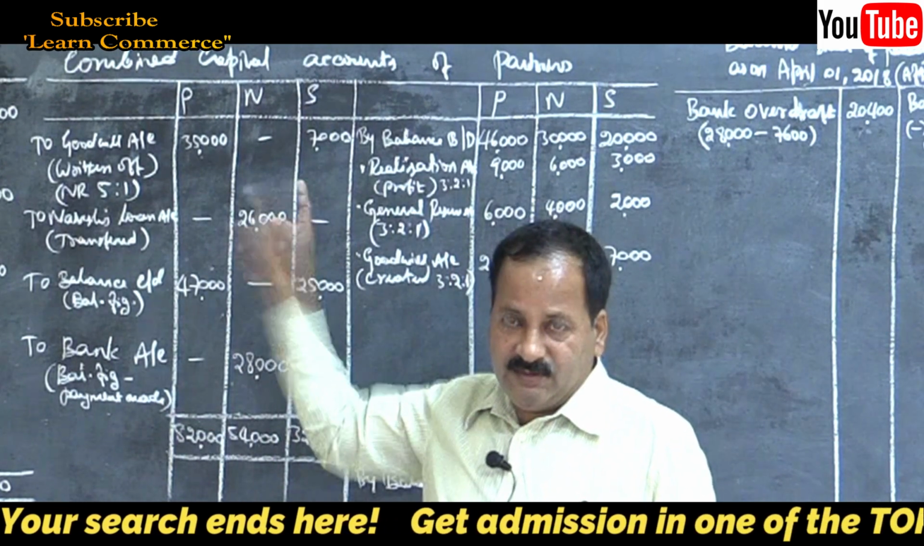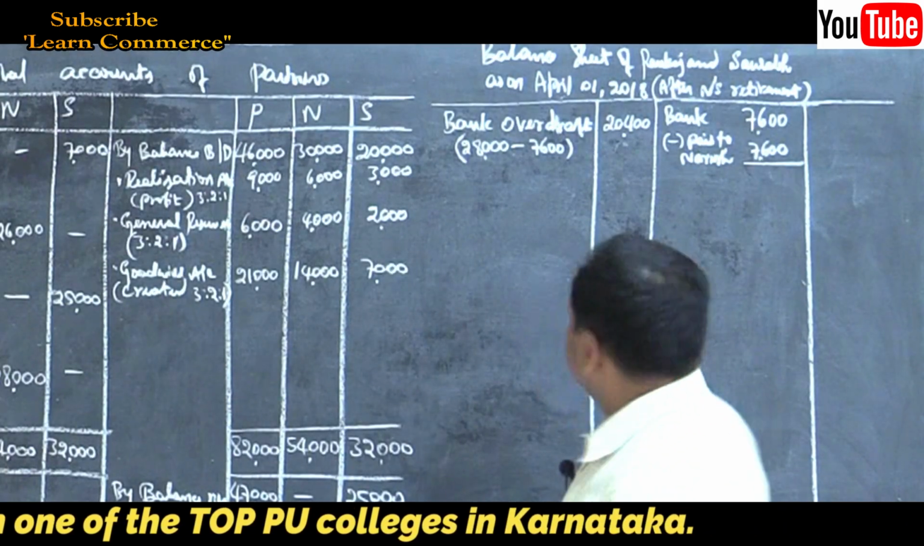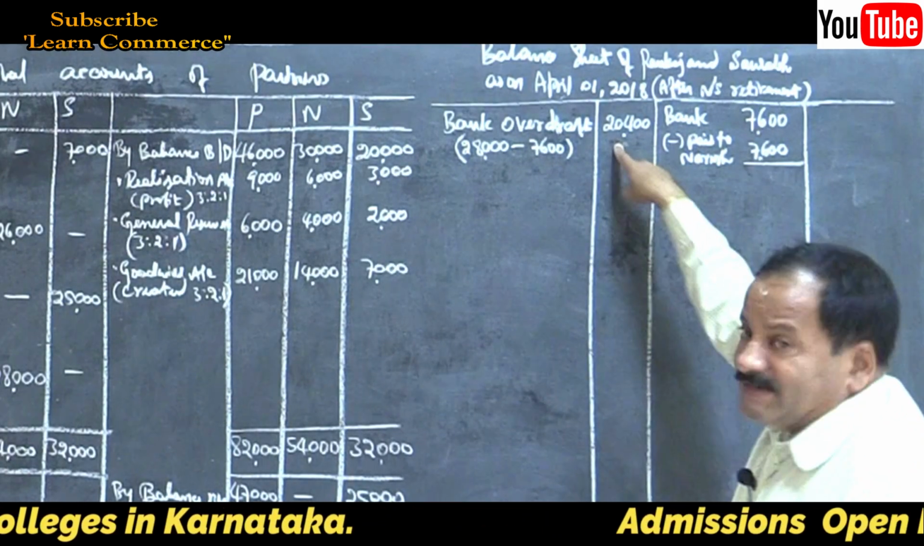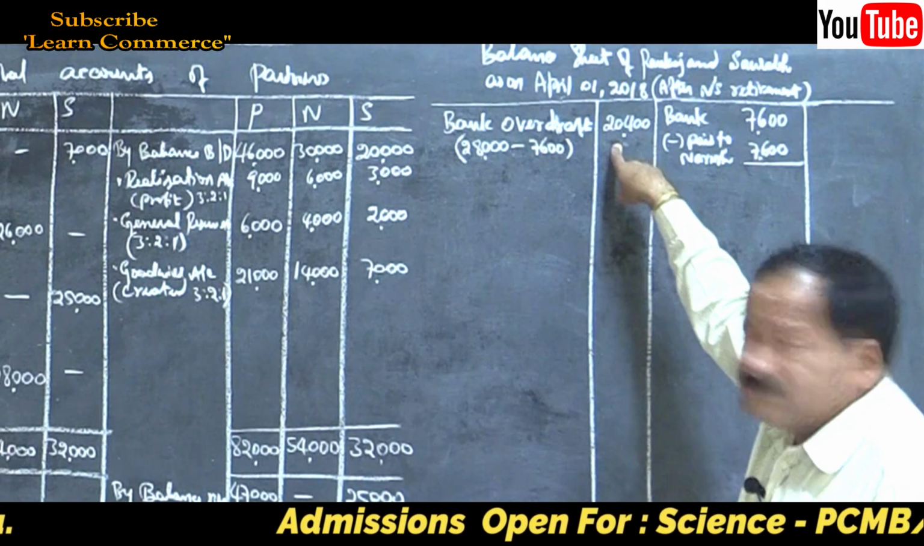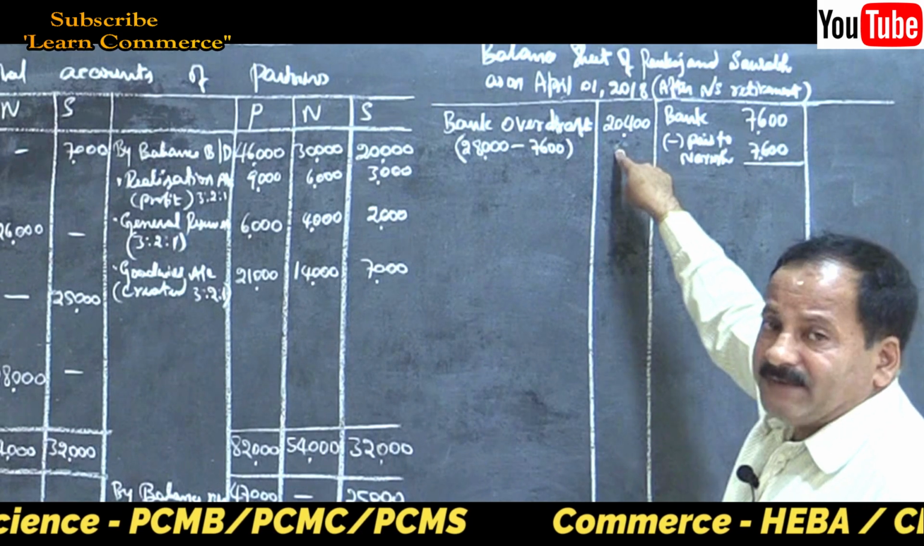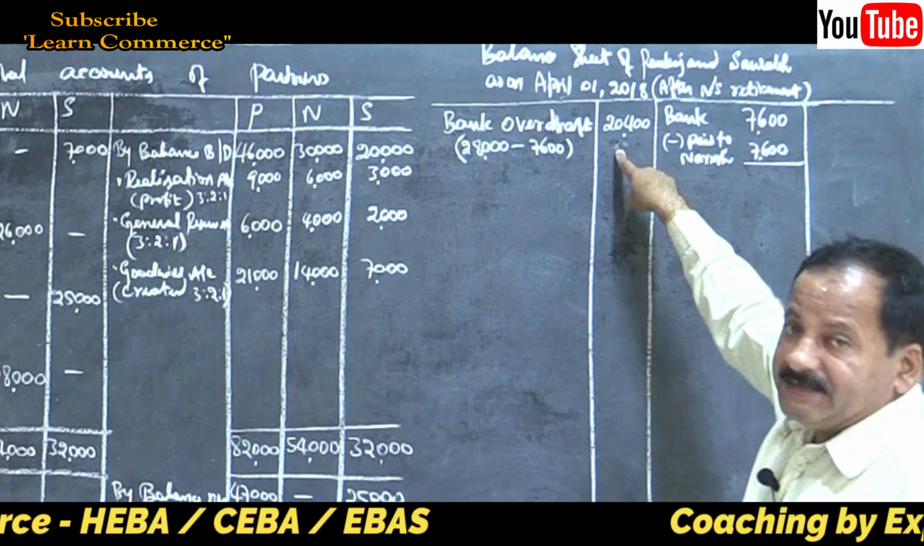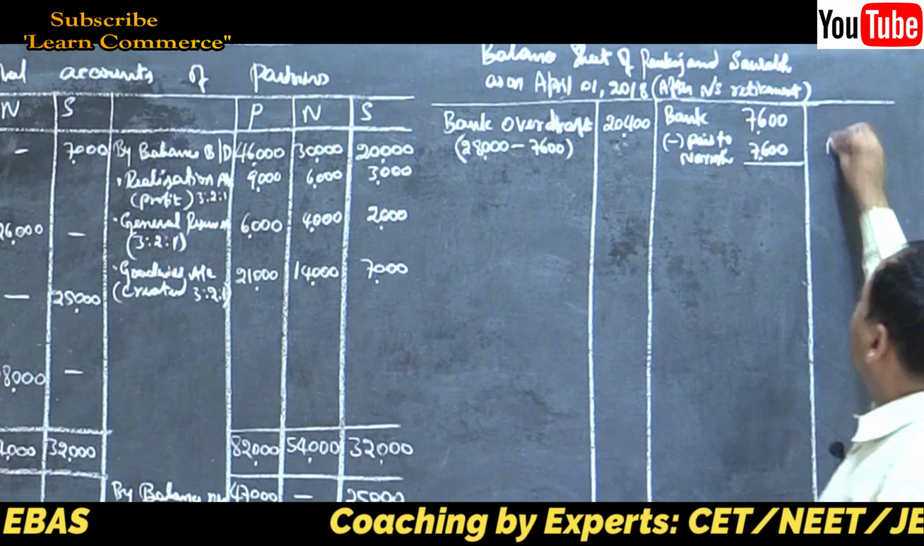Clear now? Yes. Now, let us move on to the next part. So, if you forget to pass this entry, then you will struggle at the end. So, whenever you use this, immediately pass this entry, write this item on the liability side so that there is no confusion later. Clear? So, now bank balance is nil.